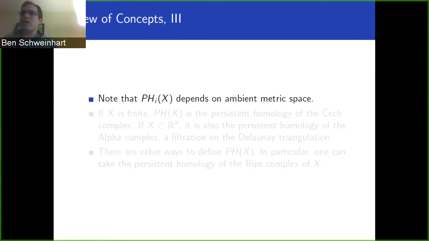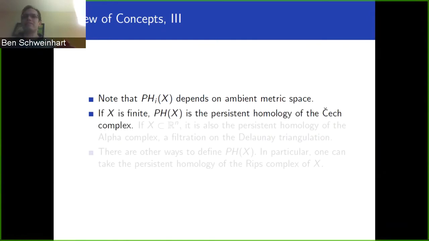Okay, and just a few remarks on this definition. PHI of X depends on the ambient metric space. You can define persistent homology in ways I'll say in a second, one of them where it doesn't depend on an ambient metric space. I'll say a little bit about the Rips complex later, but most of what I'm talking about today depends on an ambient space. And in most of my talk, that ambient space will be a Euclidean space. I'll get there later. So yeah, persistent homology depends on an ambient metric space.